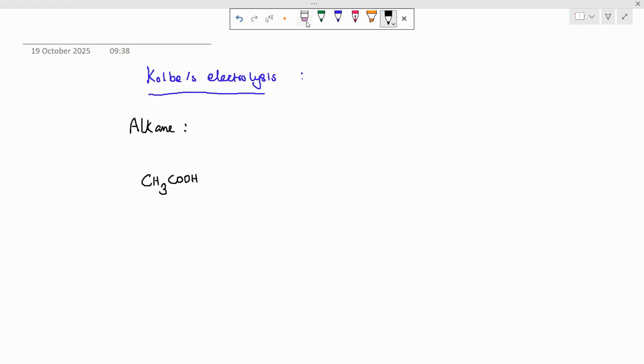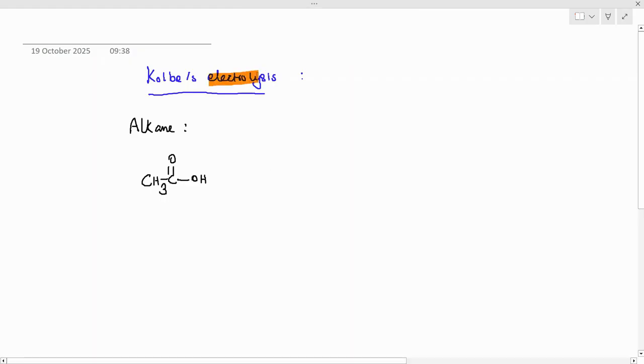I'm going to prepare that alkane from the carboxylic acid, CH3COOH. Usually from the 11th standard and 12th, you should not write the carboxylic acid like this. This interpretation will give you an idea about the reactivity of the carbonyl center. So please represent the carboxylic acid in this manner. Here we are doing electrolysis, right? Electrolysis needs an electrolyte. So we have to convert this CH3COOH into an electrolyte.